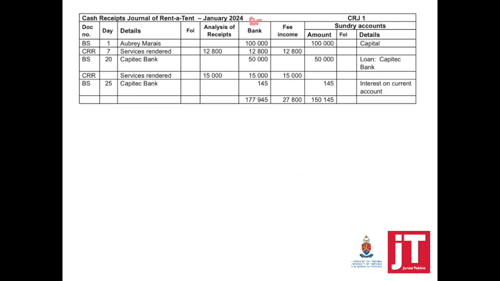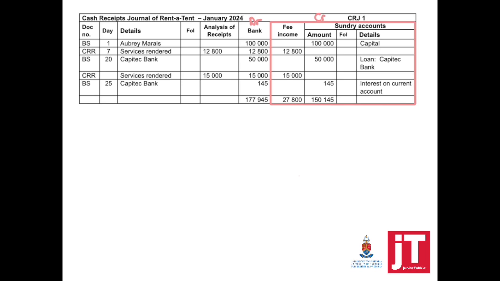Posting now from the cash receipts journal. It is important to understand that we've got money columns. That will be bank and fee income. And everything else was taken to sundry accounts. So when we're posting, again, I'm going to remind you of this continuously. When we're posting, bank is going to be debited, the total, and the rest is going to be credited.